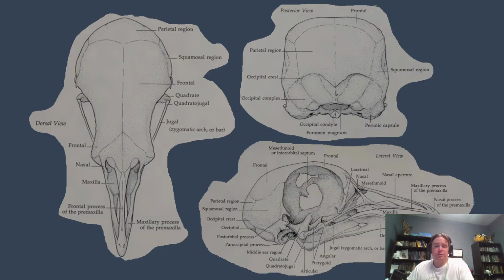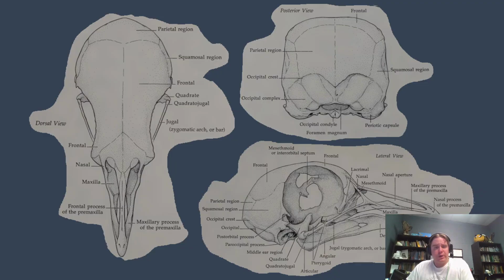Note the tremendous size of the eye socket. Bird eyes take up a very large percentage of the total real estate of the skull. And vision is very important to birds, and so they've dedicated quite a lot of space to it.